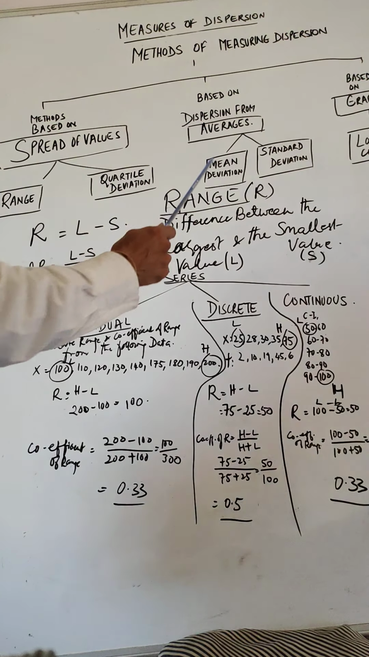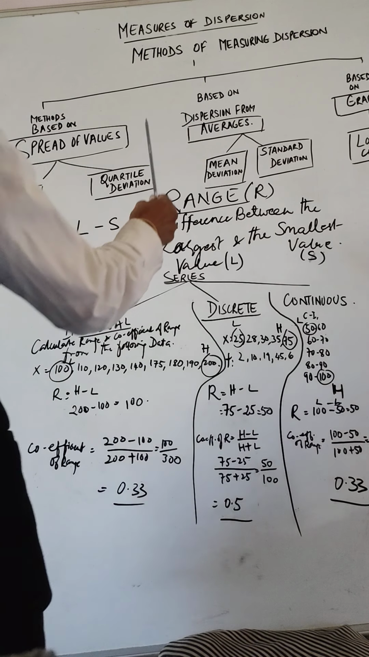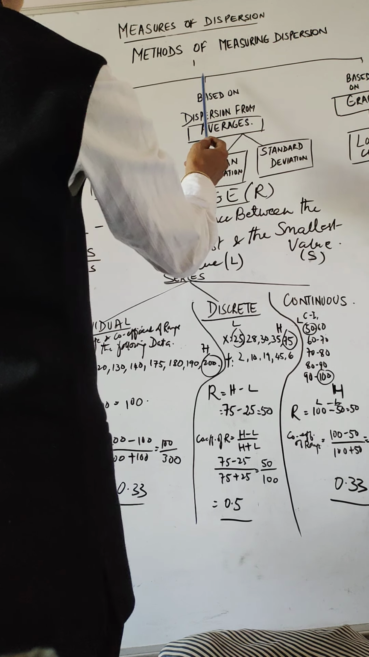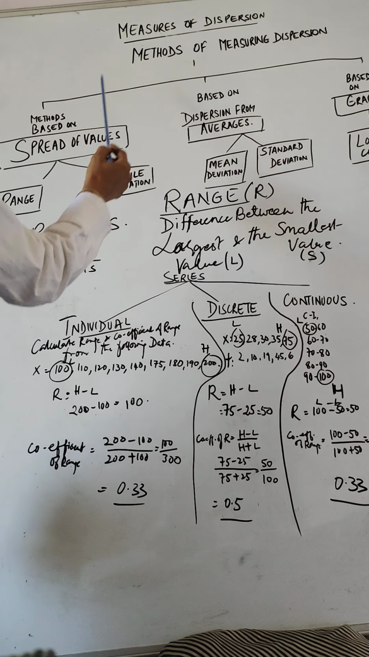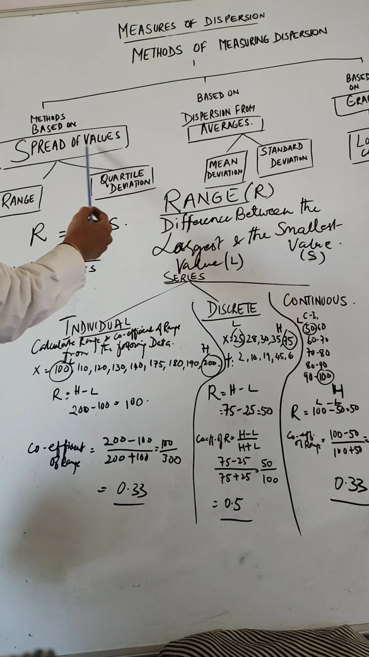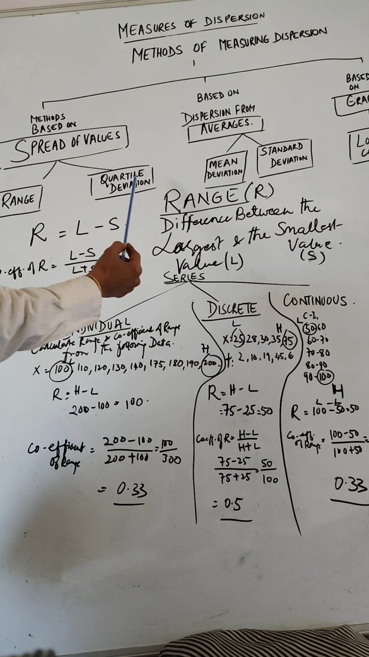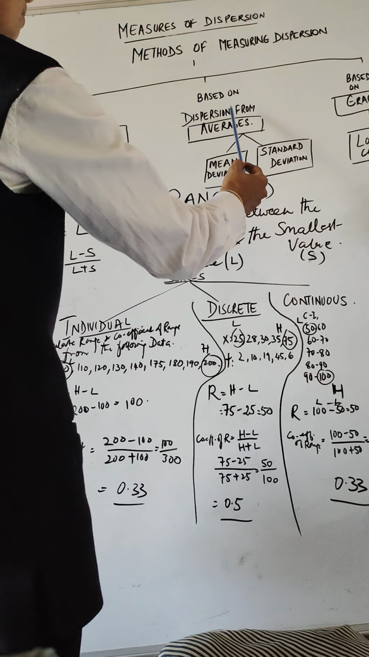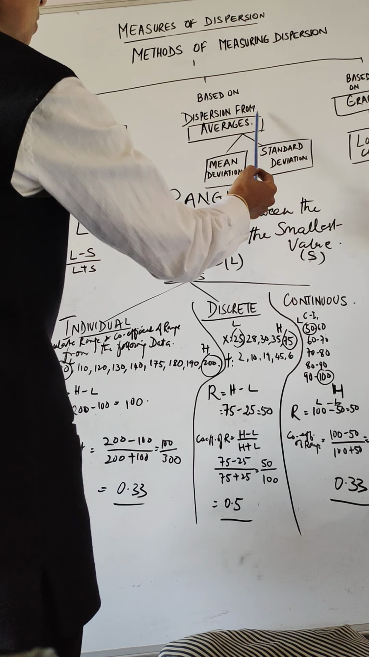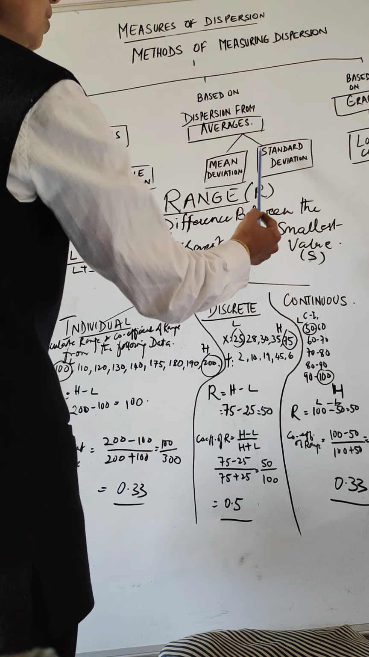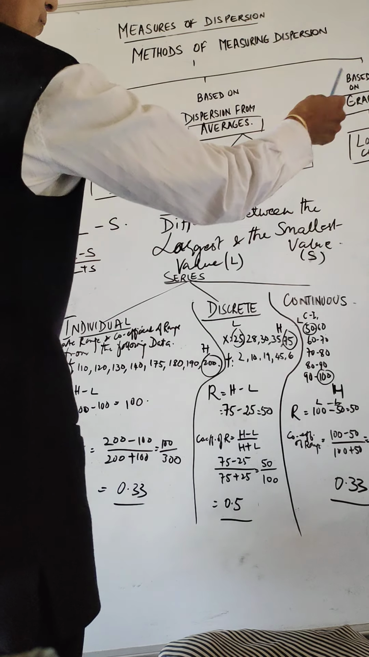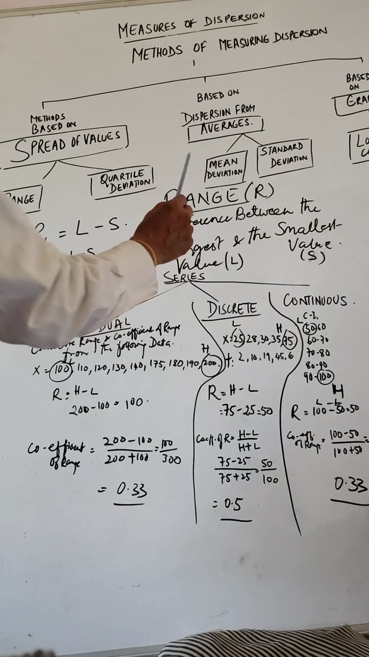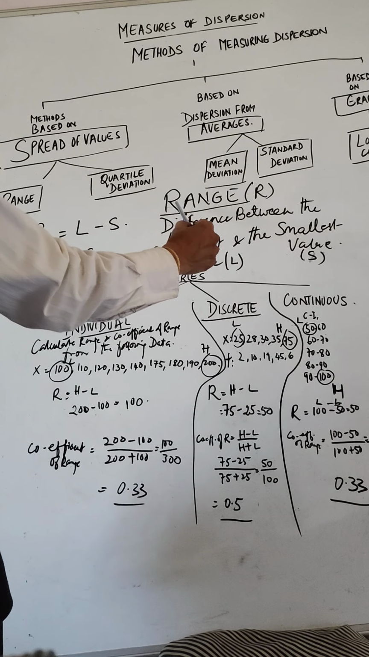Now, just to repeat myself, in measures of dispersion we talked about the methods of measuring dispersion. Those based on spread of values are range and quartile deviation, and those based on dispersion from the averages are mean deviation and standard deviation. And of course, we have the Lorenz curve, which we'll do later. But today, we are doing range.